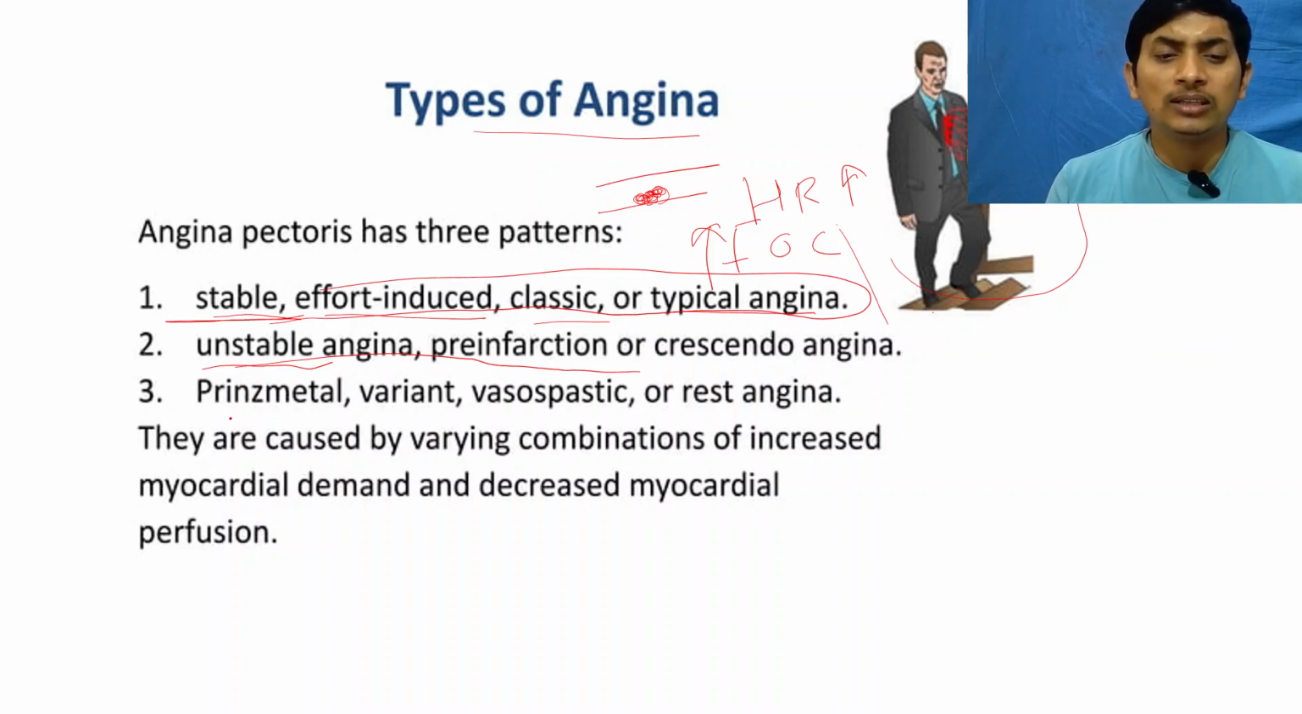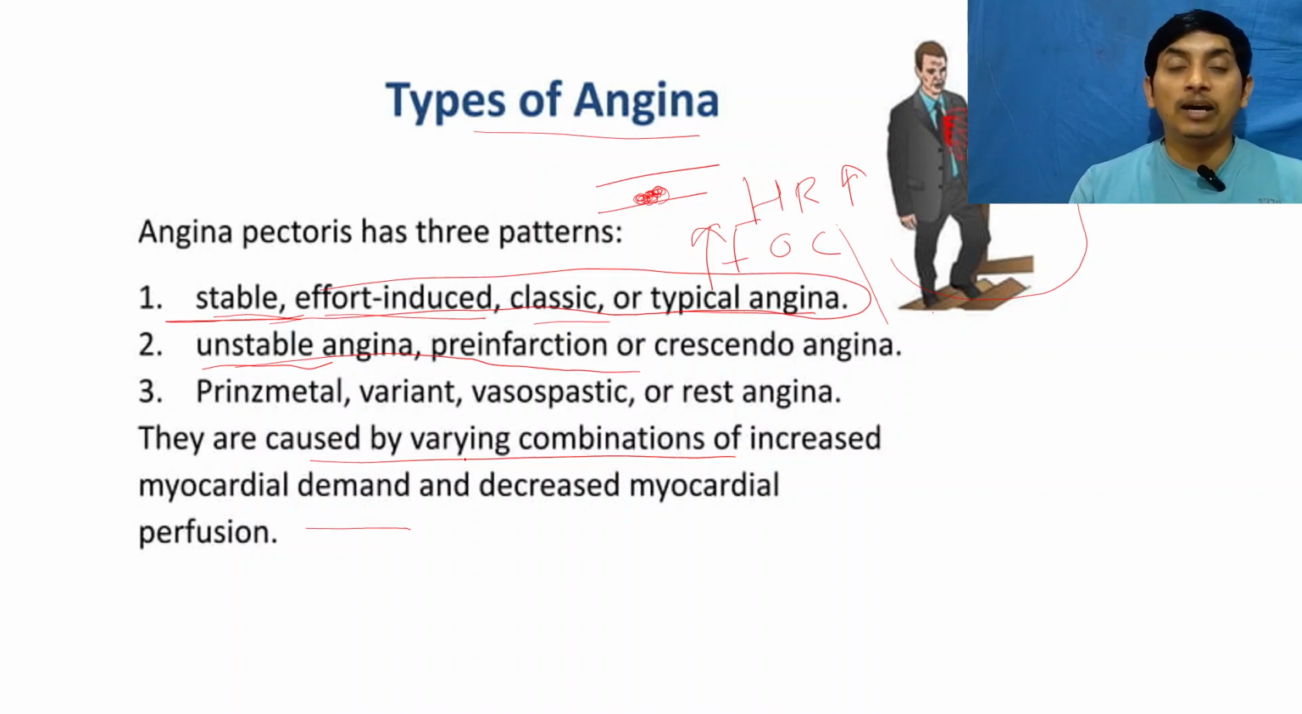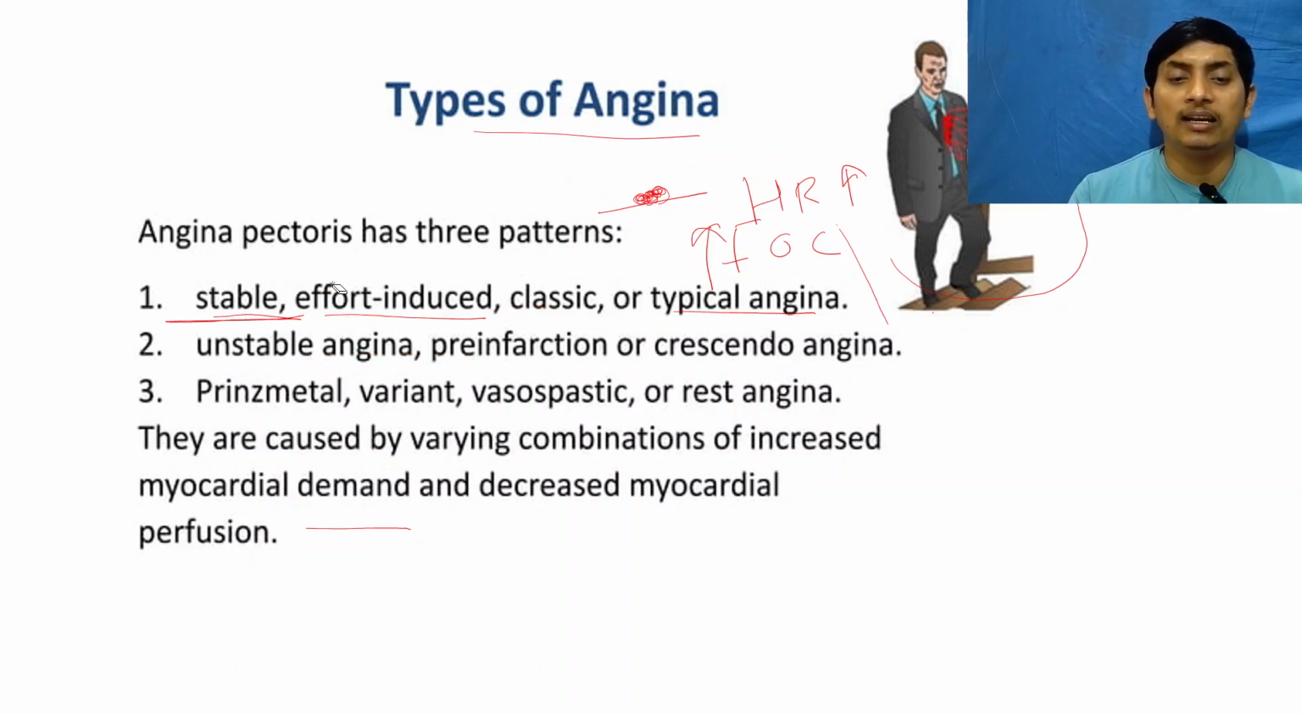Okay, then next one is called the variant or vasospastic, or you can say rest angina. They are mainly caused by a combination of factors which may increase the demand of our heart while the oxygen supply becomes reduced, and cause angina. Okay, so these are the different types we discussed.